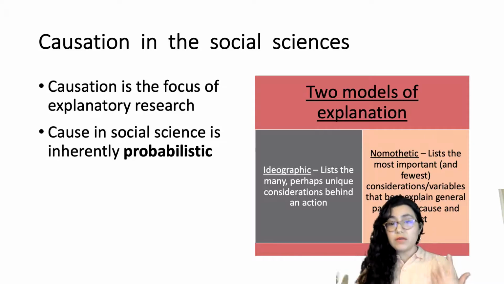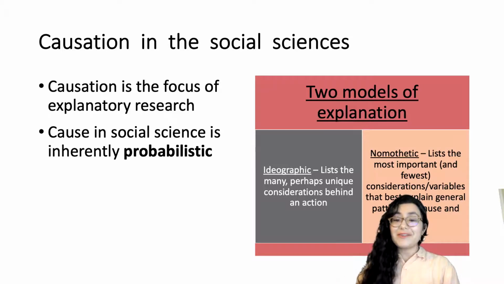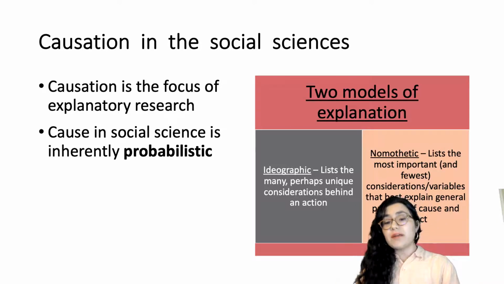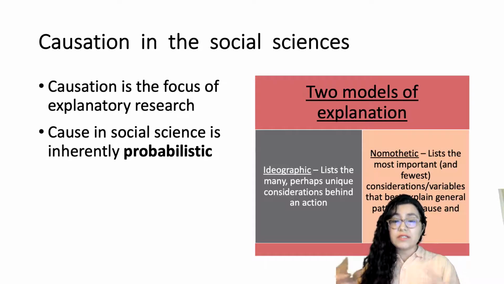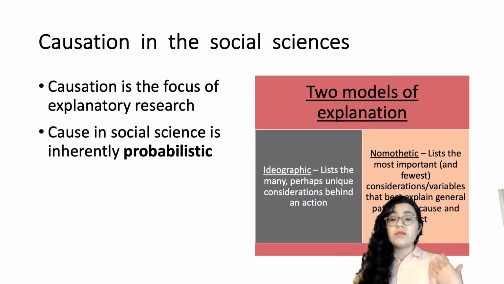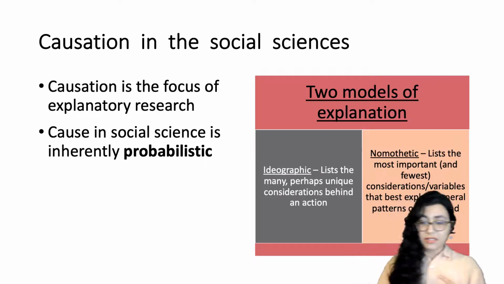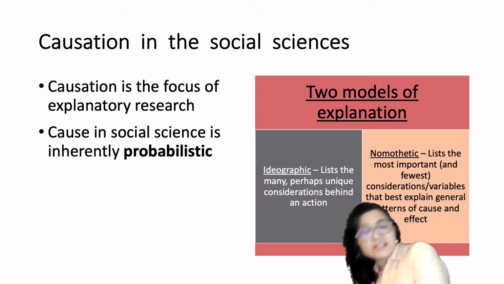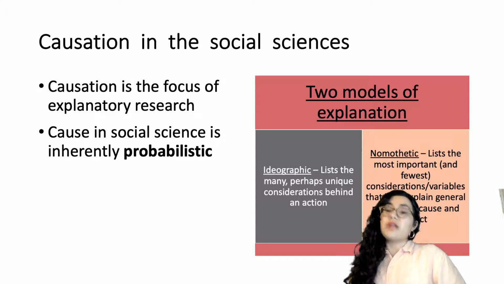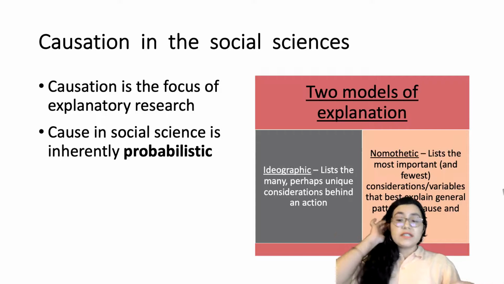There are two models of explanation, which we talked about in the first week when we were talking about knowledge production. One is ideographic. It lists the many, perhaps unique considerations behind one action. So it's focused on something smaller in particular, whereas nomothetic lists the most important and fewest considerations, variables that best explain general patterns of cause and effect. So this is very much a more economic approach for understanding things.